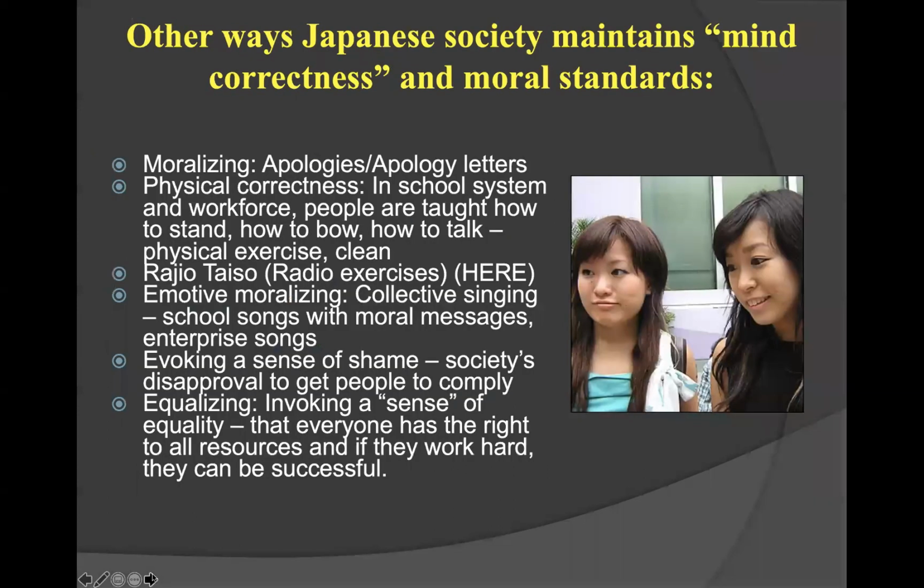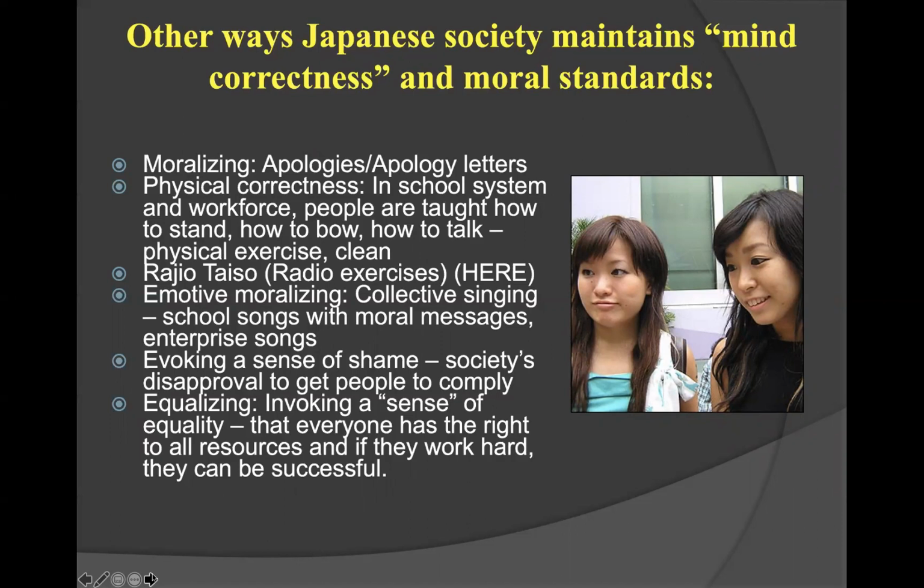So moving on, other ways the Japanese society maintains mind correctness and moral standards are, for example, the first one is really by socializing people into what is called physical correctness. In the school system and the workforce, people are taught how to stand, how to bow, how low to bow, how to talk, and how to properly do physical exercise, and even clean things, like clean the floor. This is the way you do it properly.